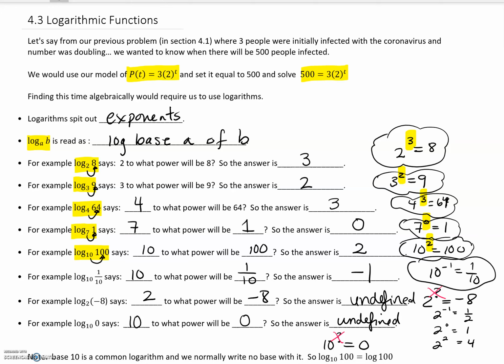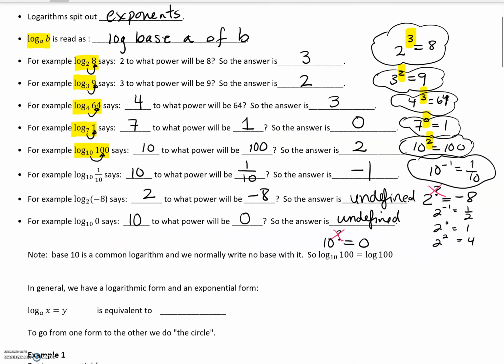So I hope you're feeling a little bit more comfortable with logarithms. Again, you look at the base, you look at what's called the argument, the number in front of the log. So log base a of b basically tells you a is the base, b is the argument, and I'm trying to get to b, give me the exponent. So remember, they just spit out exponents.